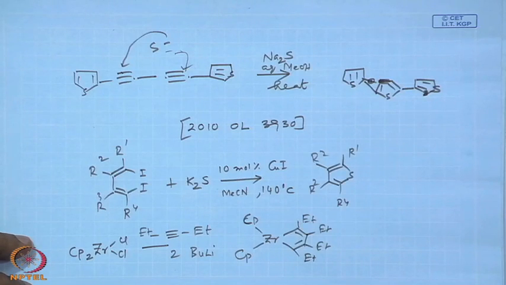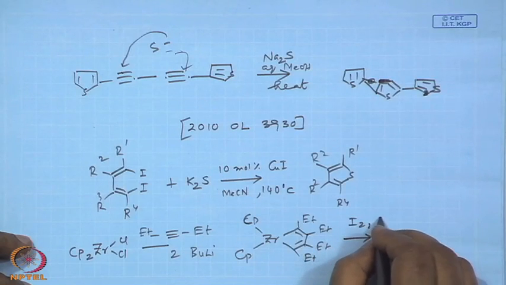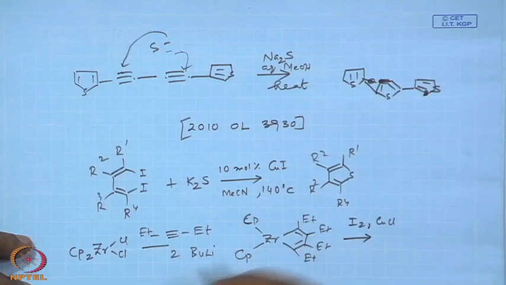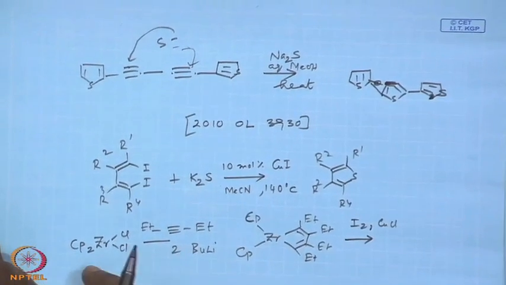So, what next? If you then use iodine and cuprous chloride, you can get this well defined diiodide substrate, that means pretty easy to make, and this is also very easy to make, not very difficult to make. So, that means there is a way out to this material.